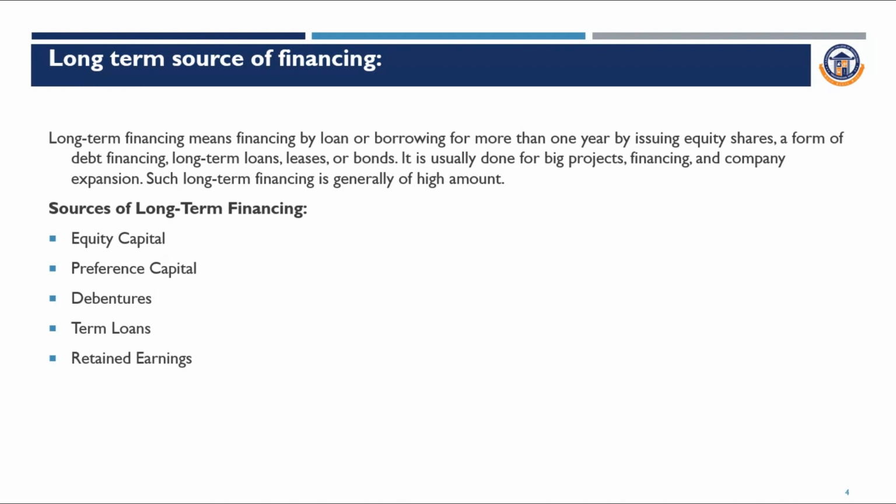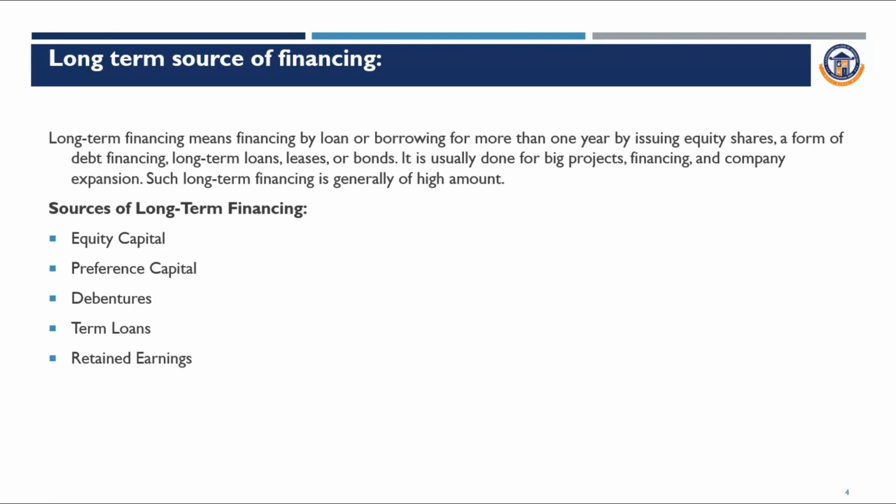Then next one is preference capital. Preference shareholders carry preferential rights over equity shareholders in terms of receiving dividends at a fixed rate and getting back the invested capital in the company with the same amount.